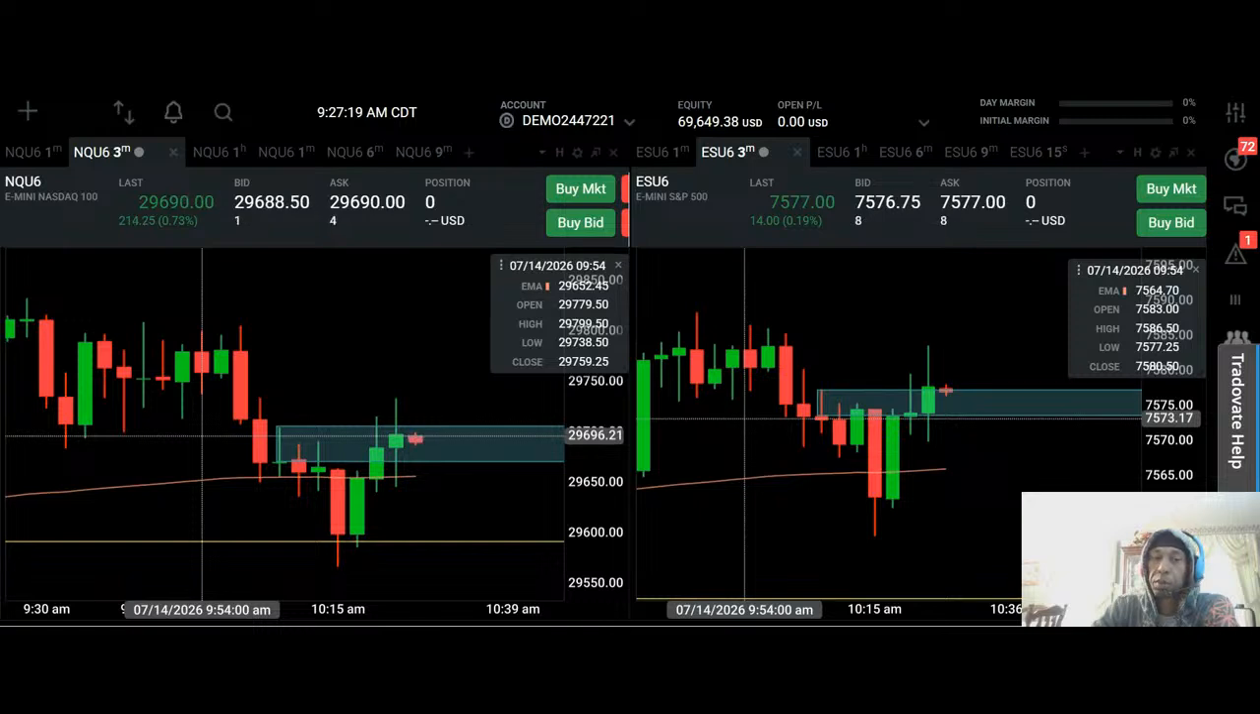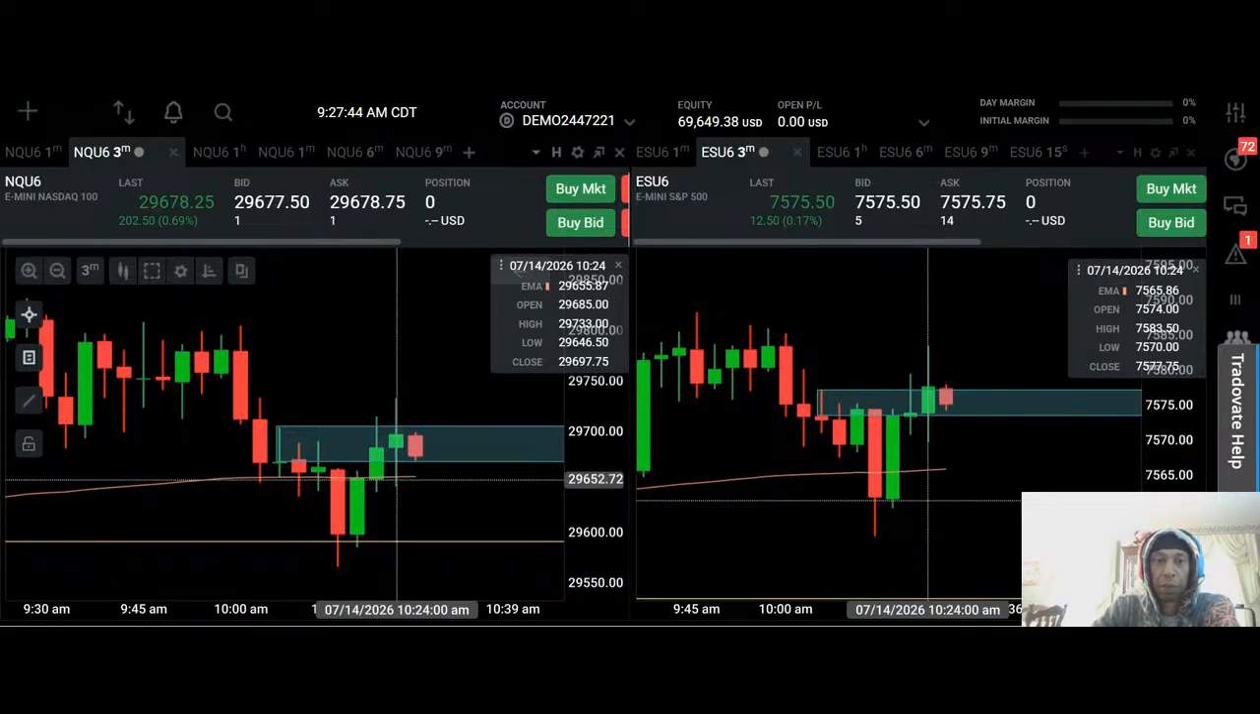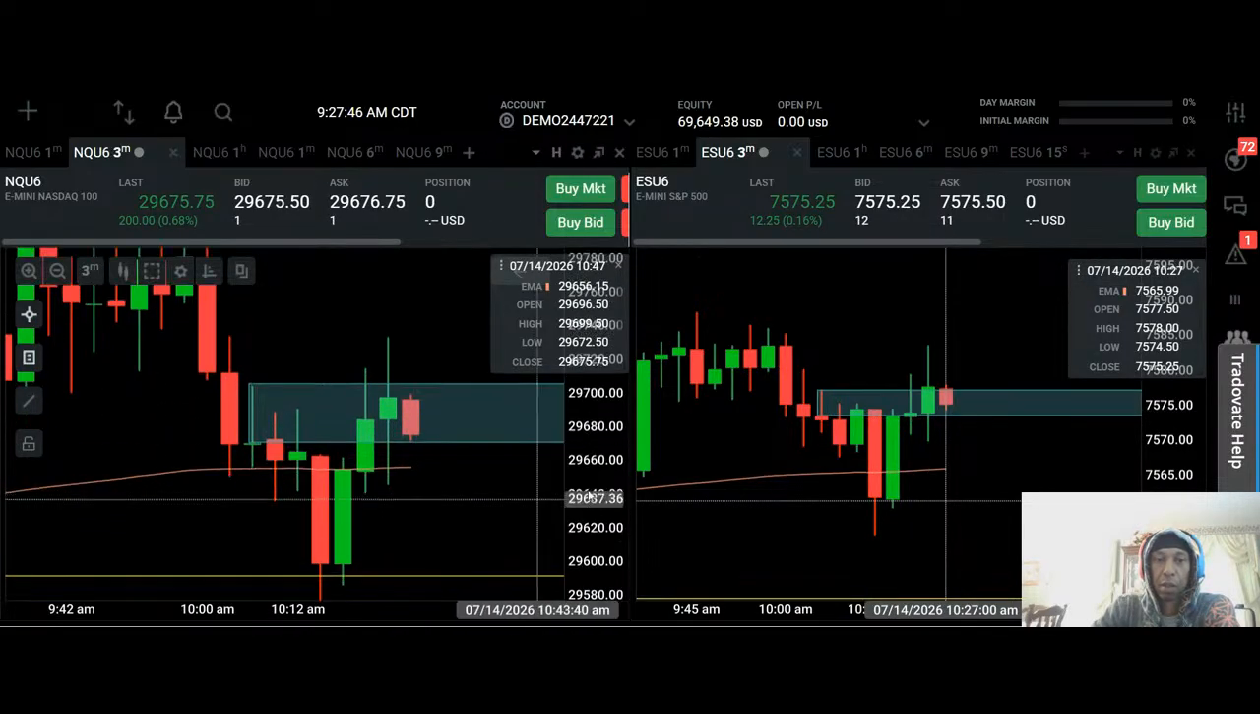They closed above it now. So I would expect 50% of this wick right here, maybe, and a continuation, maybe. Like this wick right here. Maybe 50% of that. And keep on going.